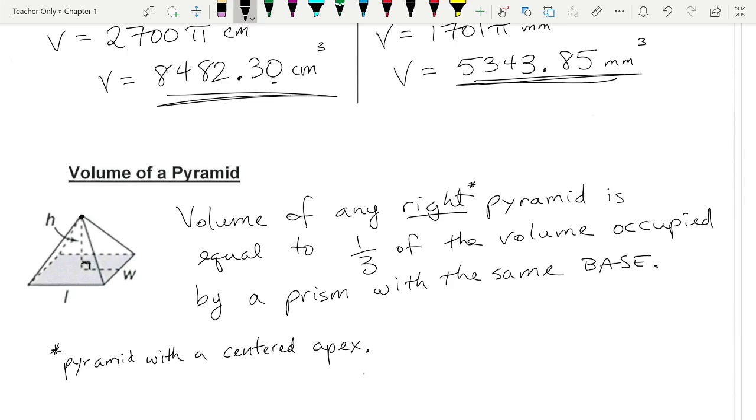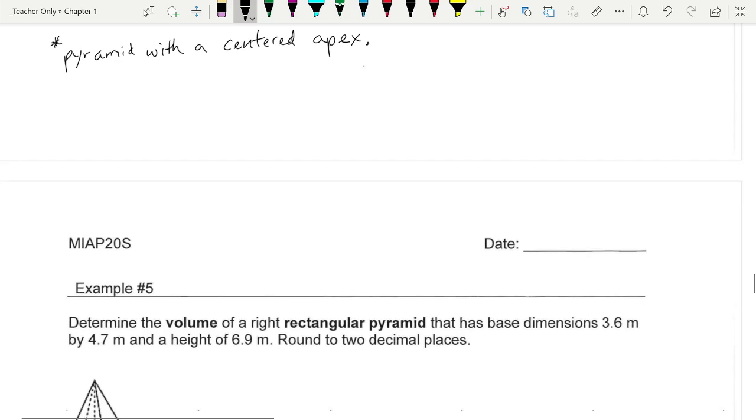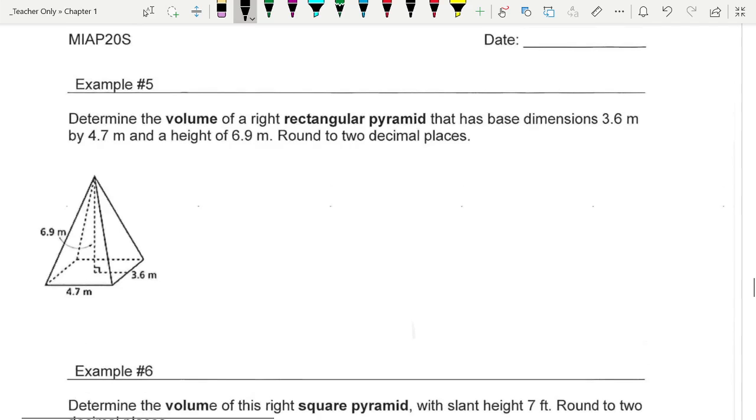Here in this course, all the pyramids we're going to give you are going to be right pyramids, but I thought I'd still define it anyway. Okay, so centered apex. And so in the case of our first one, the volume here is 1/3 times the area of the base times how tall it is. So there's how tall it is, 6.9, right? They're pointing to it in the middle there. And what's the area of the base?